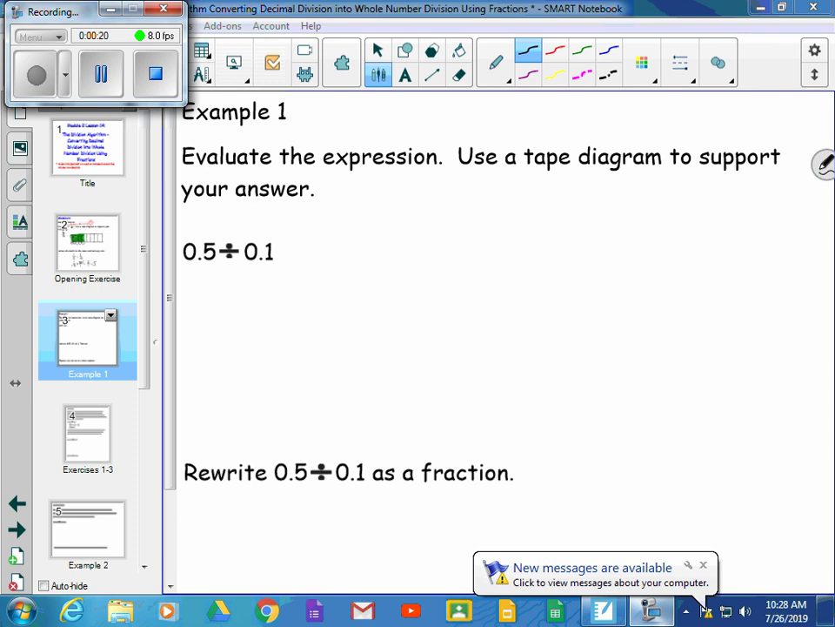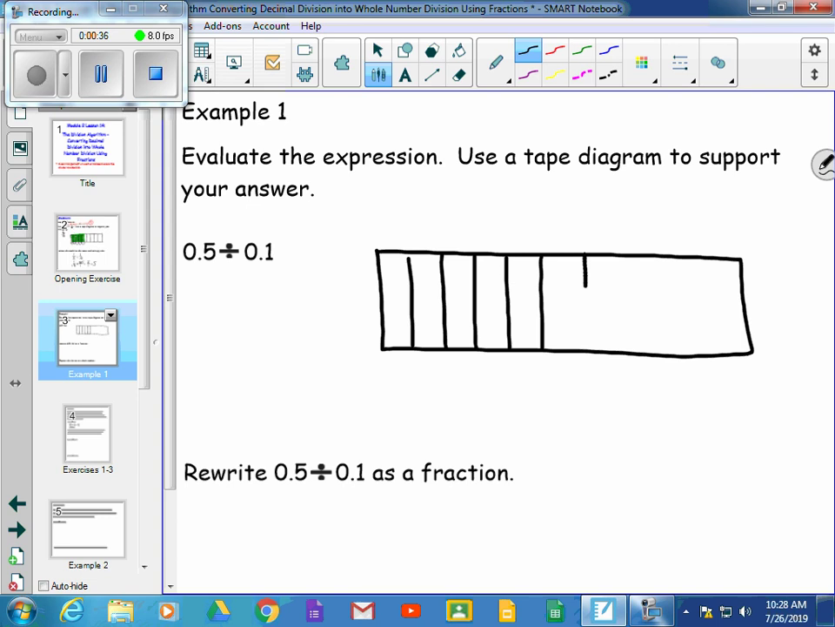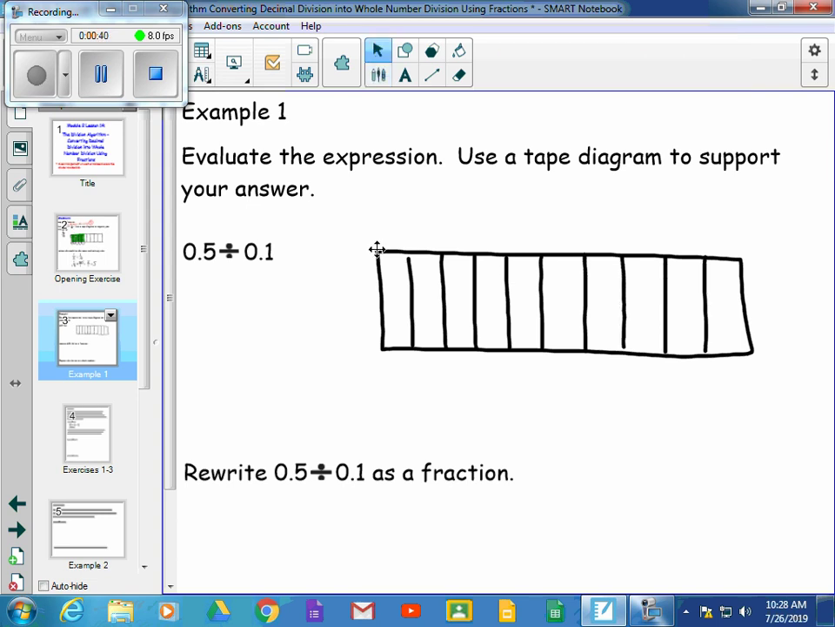If I think about those decimals as fractions, 0.5 has a 5 in the tenths place, so that means it's 5/10. I'm going to draw that as my total. I'll break it up into 10 pieces, and I'm going to color in 5 of them.